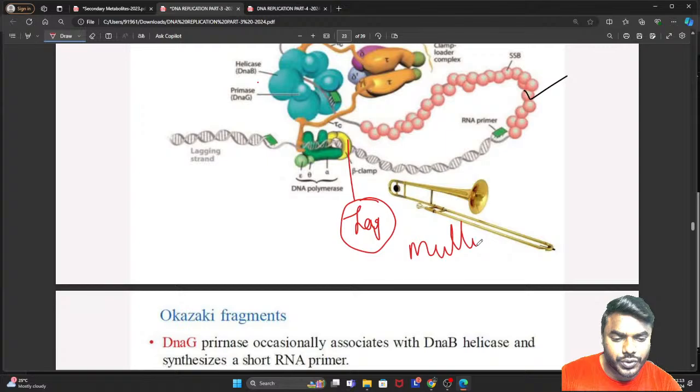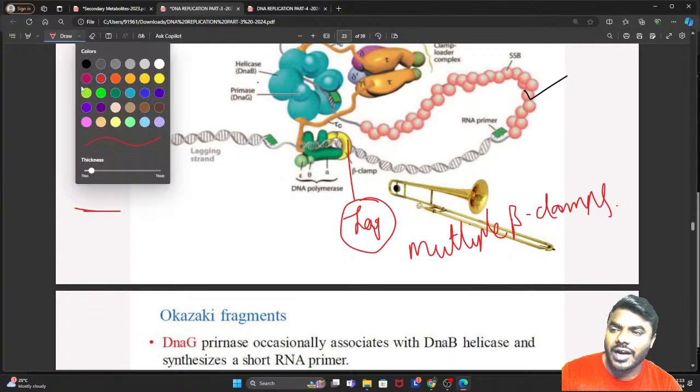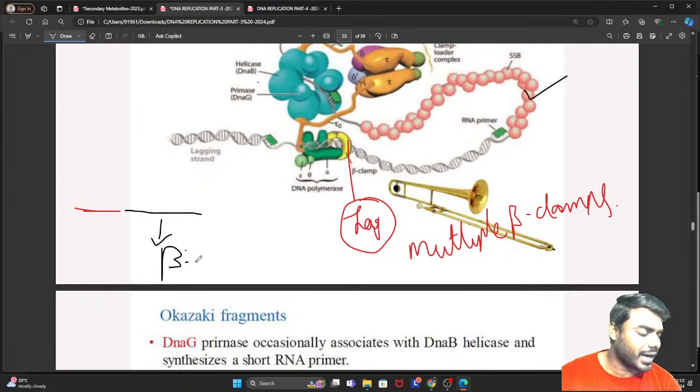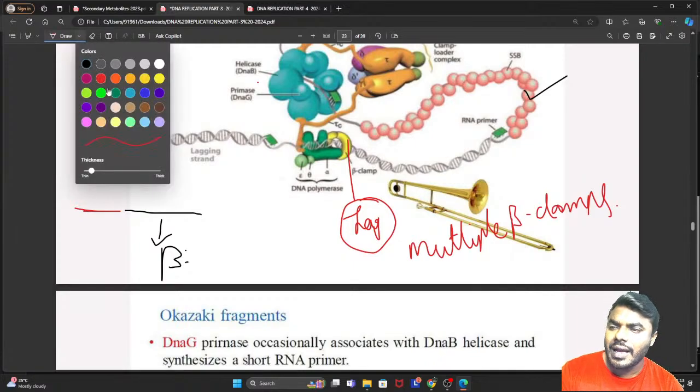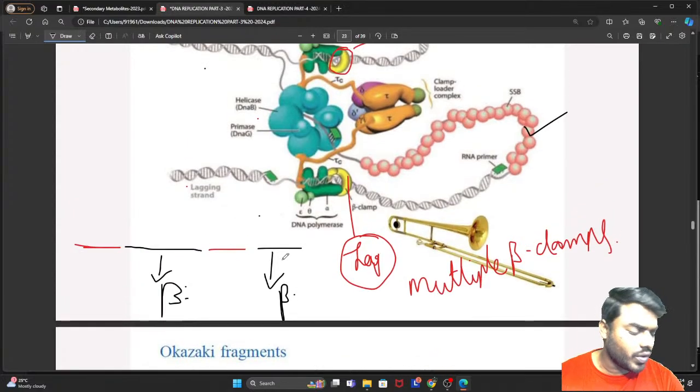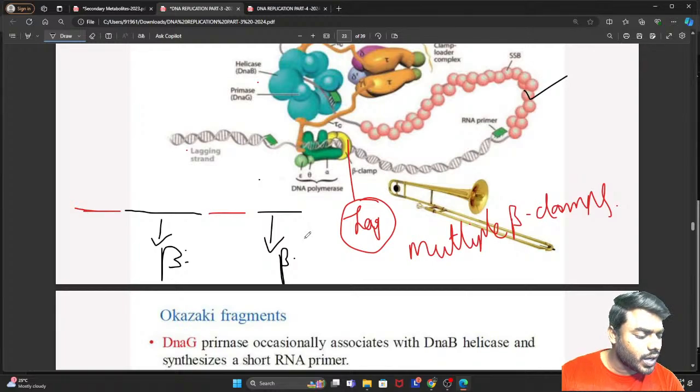I'm gonna show you. We're gonna use multiple beta clamps. Now you all people have to ask me, sir, why? Because we added one primer first. Then after adding one primer, the DNA polymerase synthesizes one Okazaki fragment. For synthesizing one Okazaki fragment, we use one beta clamp in the lagging strand. Again, primase enzyme will come and add the primer. Again, we are going to synthesize another Okazaki fragment. Then again, we use the second beta clamp. So that is how, in case of lagging strand, we gonna use the multiple beta clamps.